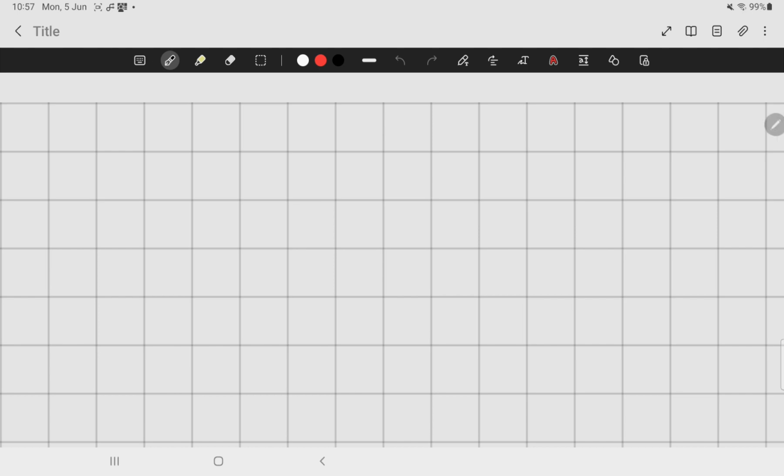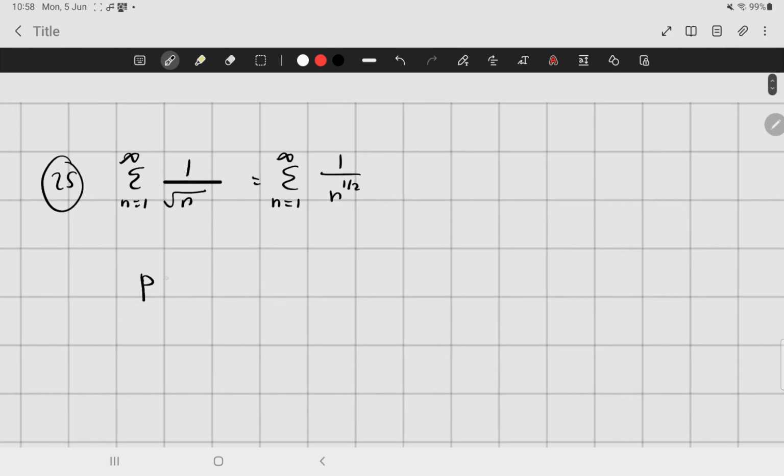All right, so question 25. We have a series, n is equal to 1 to infinity, 1 divided by square root of n. Now, this is a p series where we know that the square root implies n to the power of 1 over 2. Now, we know that for a p series, if p is less than or equal to 1, the series diverges. It diverges because p is equal to 1 over 2, where 1 over 2 is less than or equal to 1.